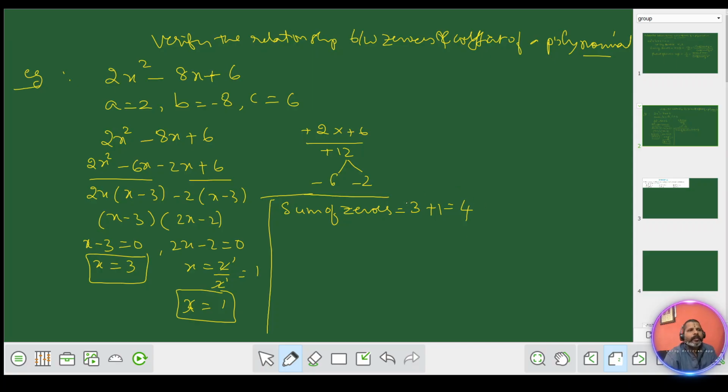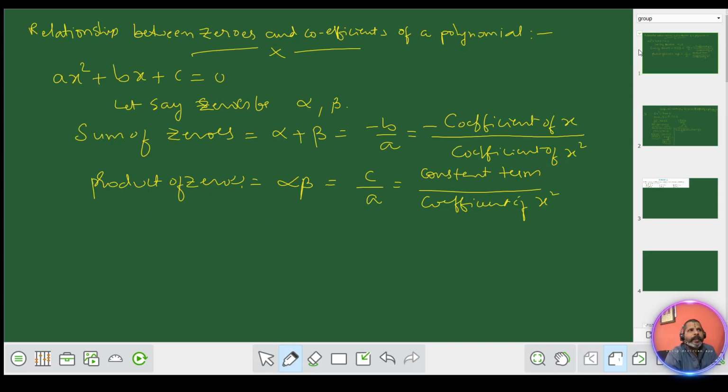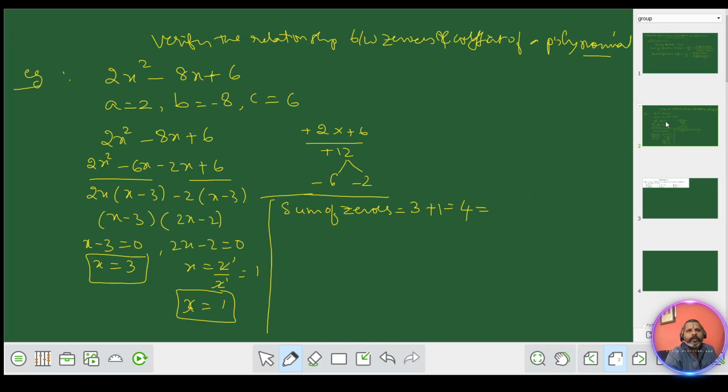Sum of zeros means first you add the zeros you got after solving the equation. This should be equal to minus b by a. If you check minus b by a, b is the coefficient of x, a is the coefficient of x square. So leaving this aside, you just watch the a, b, c we extracted in the first step, and minus b by a is 2.